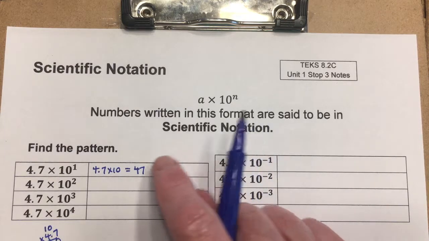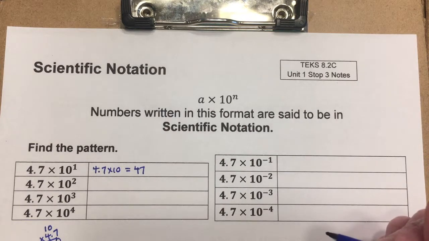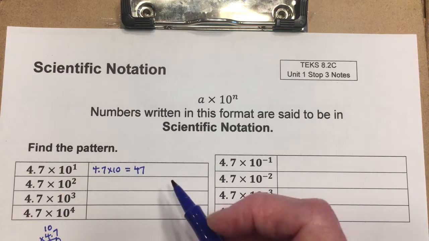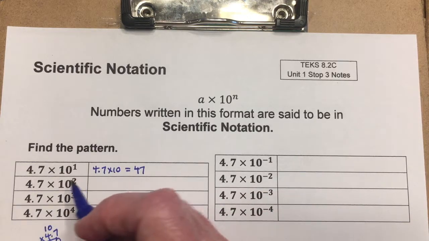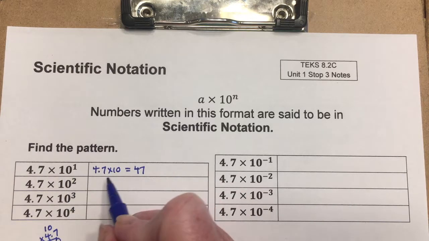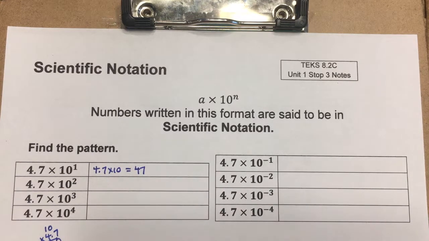All right, so right here we have several numbers that have been written in scientific notation, and we're going to look at whether we can figure out the pattern, okay, that's going to describe to us what this whole scientific notation means. If you take a look at the first one, 4.7 times 10 to the first power. We know that 10 to the first power is just 10. So 4.7 times 10, and I've written that that's equal to 47.